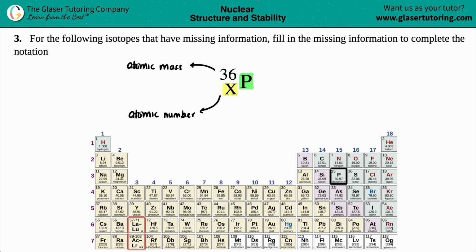So in this case, we have a 15 for phosphorus. So that's the number that has to be here. And that's the answer. So the 15 should go there. Then you have 36 on the top, 15 on the bottom, and a P. And that's the answer.